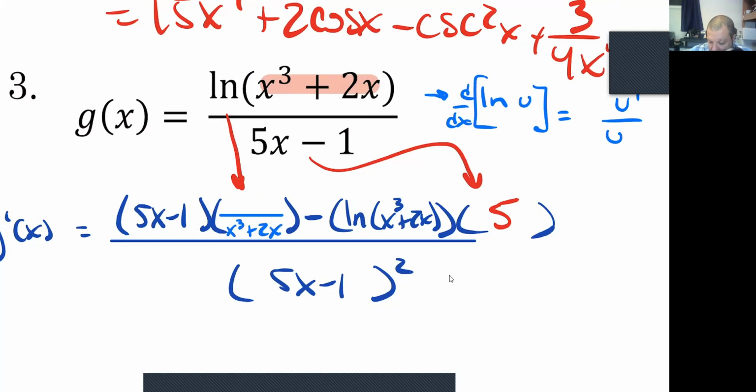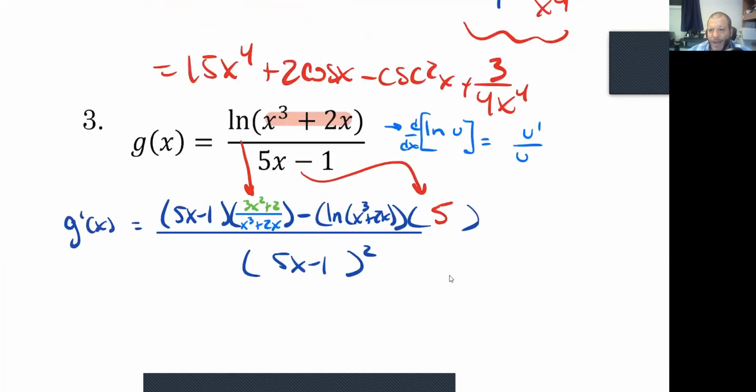2x. And then we take the derivative of whatever was inside. So the derivative of x cubed plus 2x, 3x squared plus 2. Should we simplify that? Nah, we shouldn't simplify that. Why would we simplify it? There's nothing really nice that we can do.